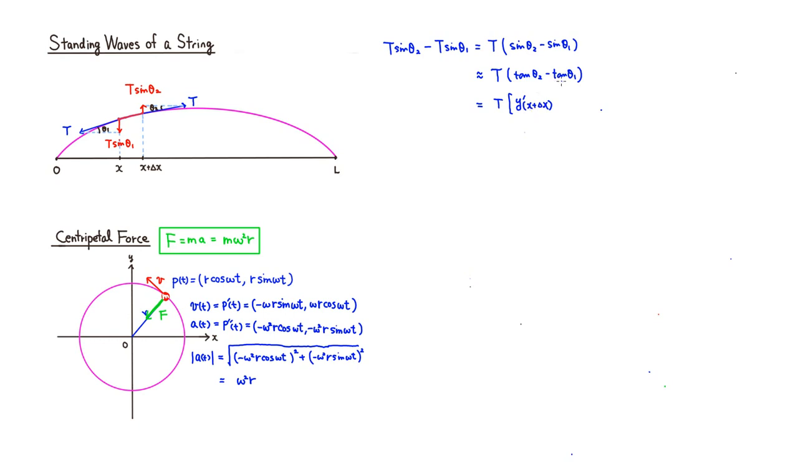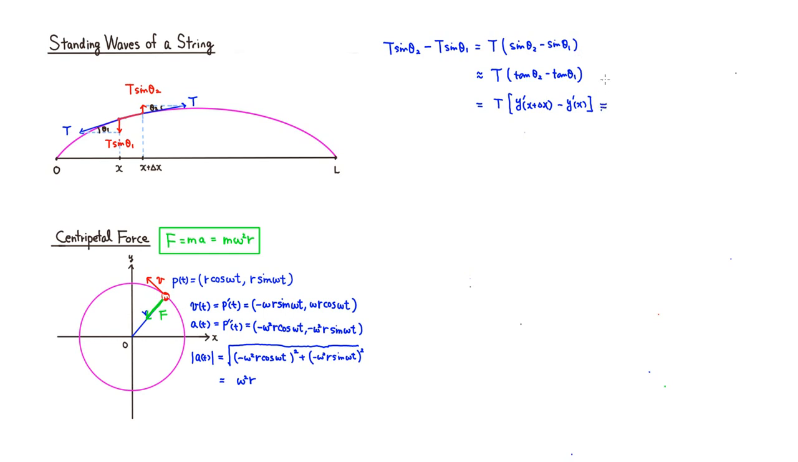And if you interpret tangent of theta 1, it's the same thing. It's going to be the slope of the tangent line at x, so it's going to be minus y prime of x. So we get that. Then this is going to be equal to the centripetal force. So let's write the centripetal force.